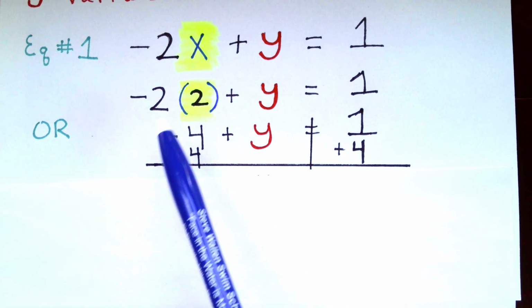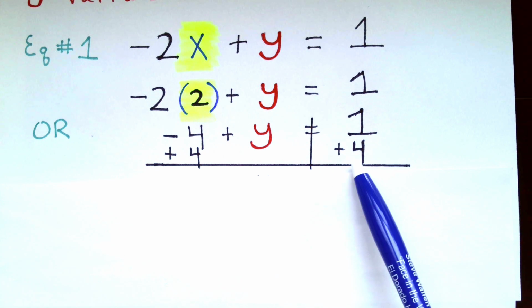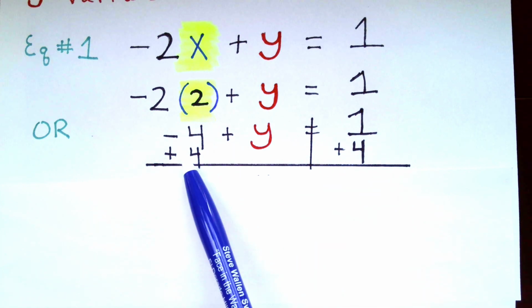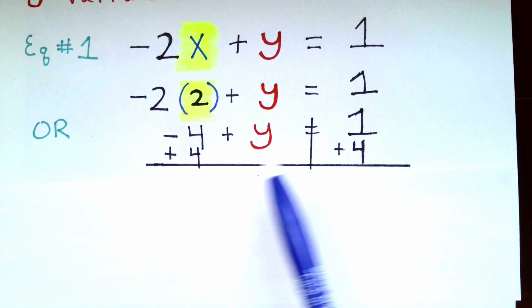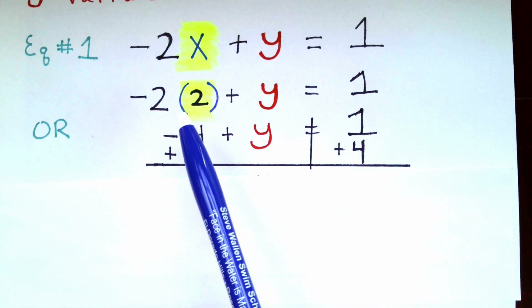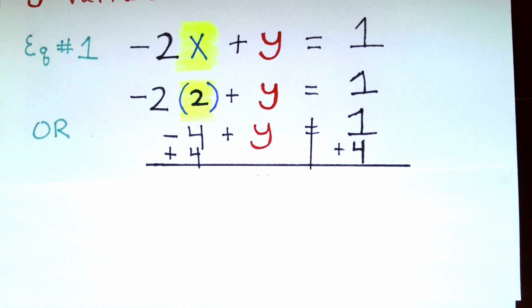But what I do to the left side of the equal sign, I also have to do to the right side. So if I add a positive 4 on this side, I have to add a positive 4 on this side. So I'm left with y equals 1 plus 4 is 5. Y equals 5. So again, you could have done this for equation number 2.